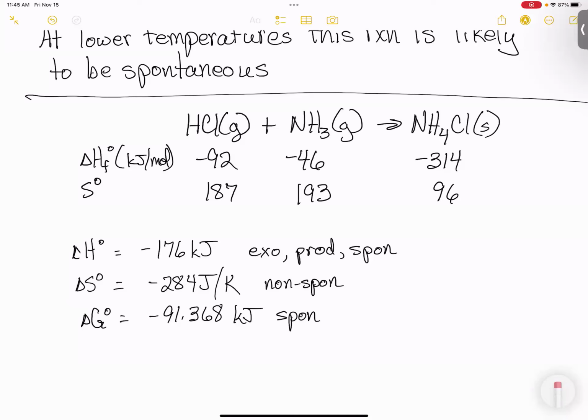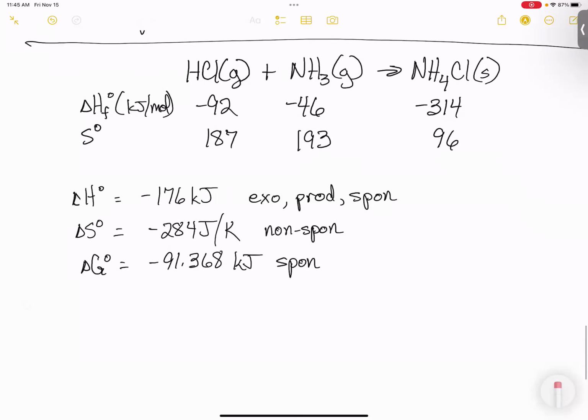And then when you calculate Gibbs free energy, making sure that your units match, you should have got a negative 91.368 kilojoules, which means it's spontaneous. Now, there is one other thing that we have described that tells us whether a reaction is going to go in the direction that it is written. And what is that other thing? The equilibrium constant. If you have a really large equilibrium constant, you expect the reaction to go to completion. If you have a really tiny equilibrium constant, you expect the reaction to not go anywhere.